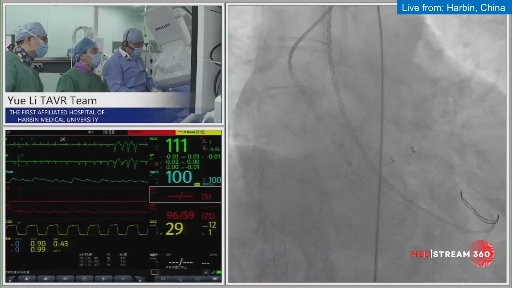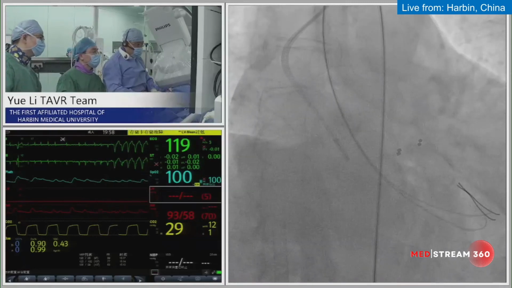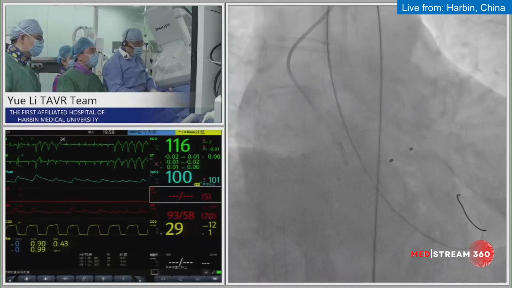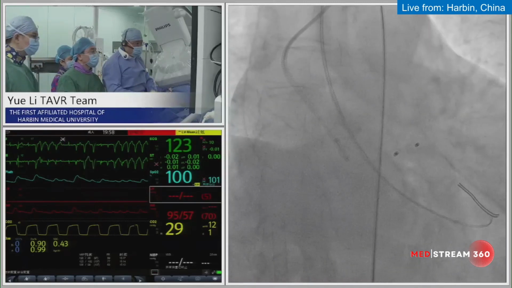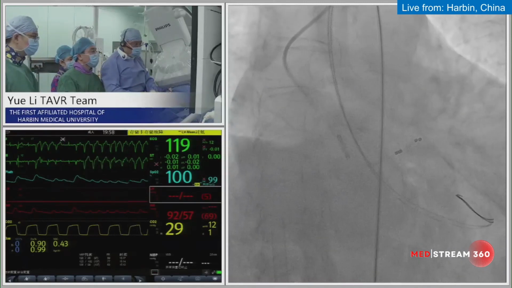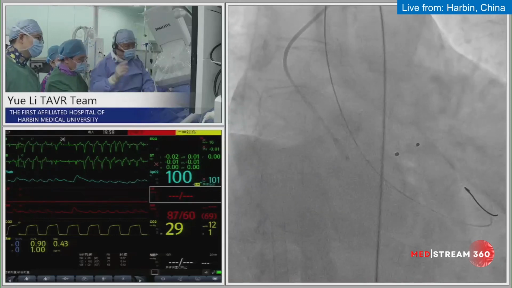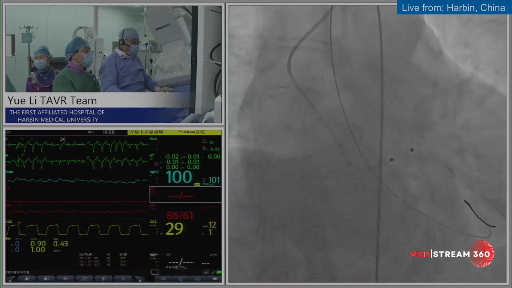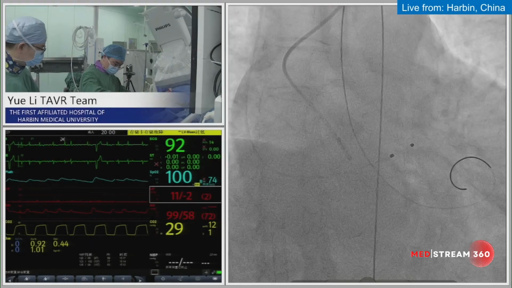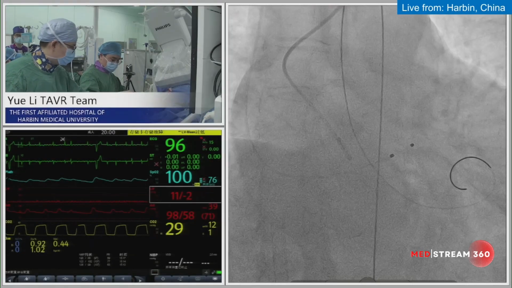And now we will exchange the guidewire. We want to exchange the guidewire to Lundquist, the super stiff guidewire. Open Lundquist. Yeah, thank you, Professor Tu.